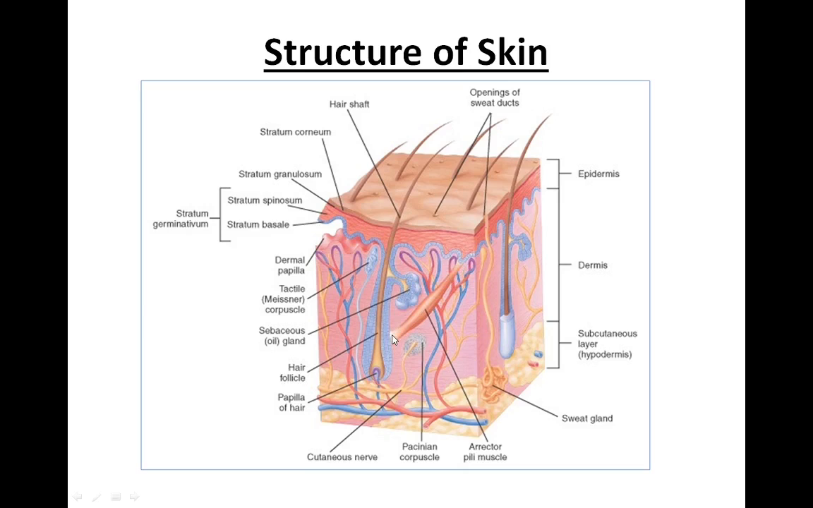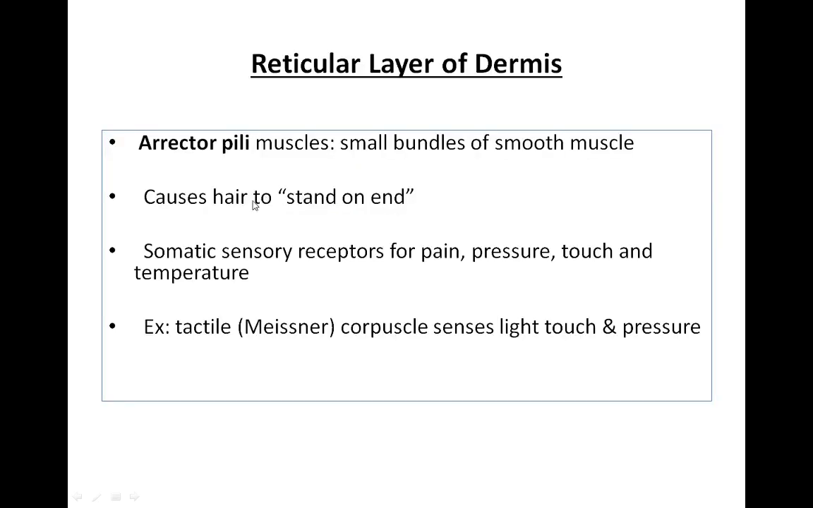Now what will happen when this muscle contracts? Your hair follicles are obliquely placed. Once the muscle is contracted, what will happen? The hair becomes erect. That is why it helps in the erection of the hair follicle. So it causes hair to stand on end.